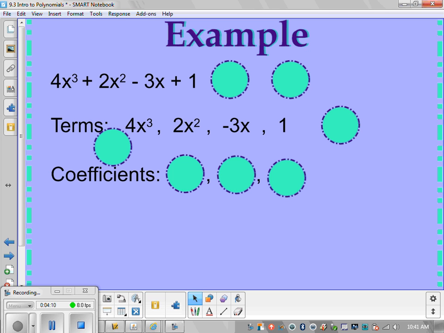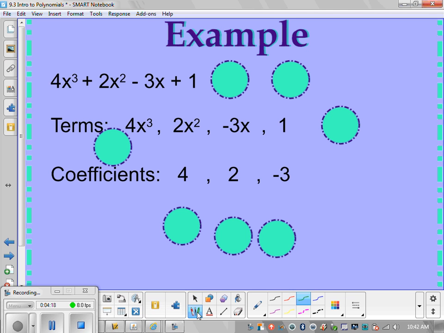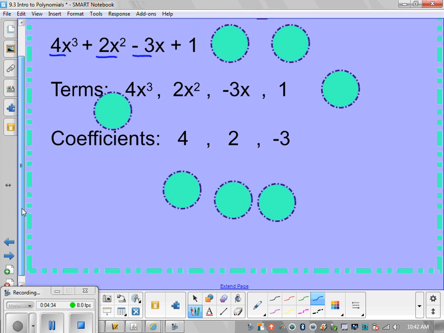When you look to see what the coefficients are, are you comfortable that the numbers attached to the variable are 4, 2, and negative 3? Those are coming from right here. Those are the numbers attached to the variables. Take a moment to make sure you can see the 4 separate terms and identify the 3 coefficients.